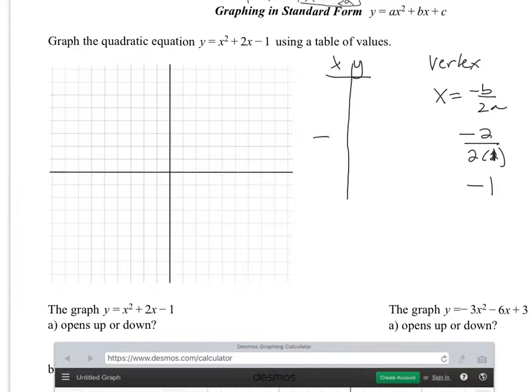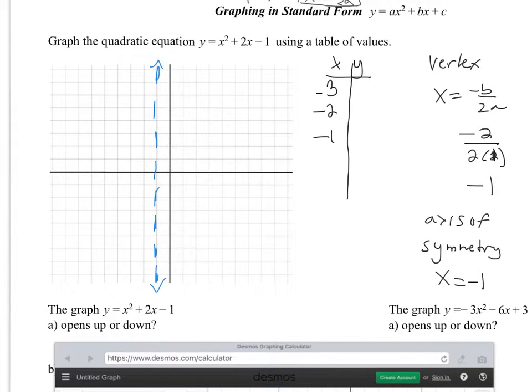So my vertex is going to be negative 1 comma something. I don't really know what it is yet. And I know my axis of symmetry is going to be x equals negative 1. So at negative 1, I'm going to put this little vertical line because this is going to cut my parabola in half. So I know that already. When I'm making a table of values, all I'm going to do is pick some other x values. I'm going to pick a couple that are smaller than negative 1 and a couple that are bigger than negative 1. But the vertex I always want in the middle.